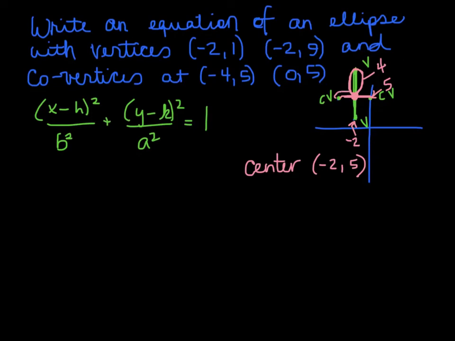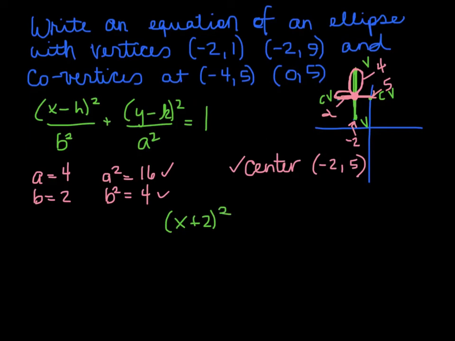And this distance right here, if I'm going from negative 2 to negative 4, has to be 2. So that tells me that a is 4 and b is 2, which means that a squared is 16 and b squared is 4. Now that I have my center, my a squared and my b squared, I can fill it into the equation. (x minus the x) squared over b squared, the short one, plus (y minus the y) squared over a squared, the long one, equals 1.